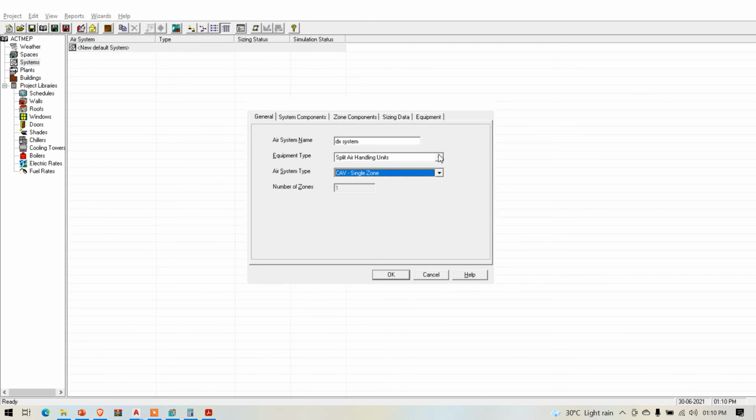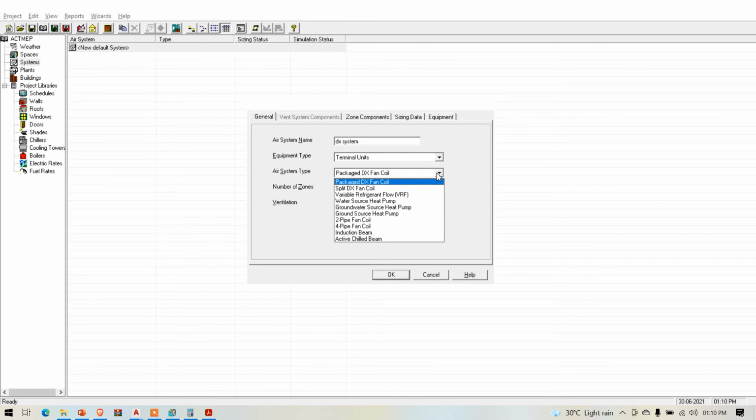If you are doing any other terminal units, in this again you will get one more drop down. In this, what type of system you want, we can select it over here, that is called split DX fan coil unit. If you want to install any fan coil units, you can go with the fan coil units over here, then you can give a number of zones over there.